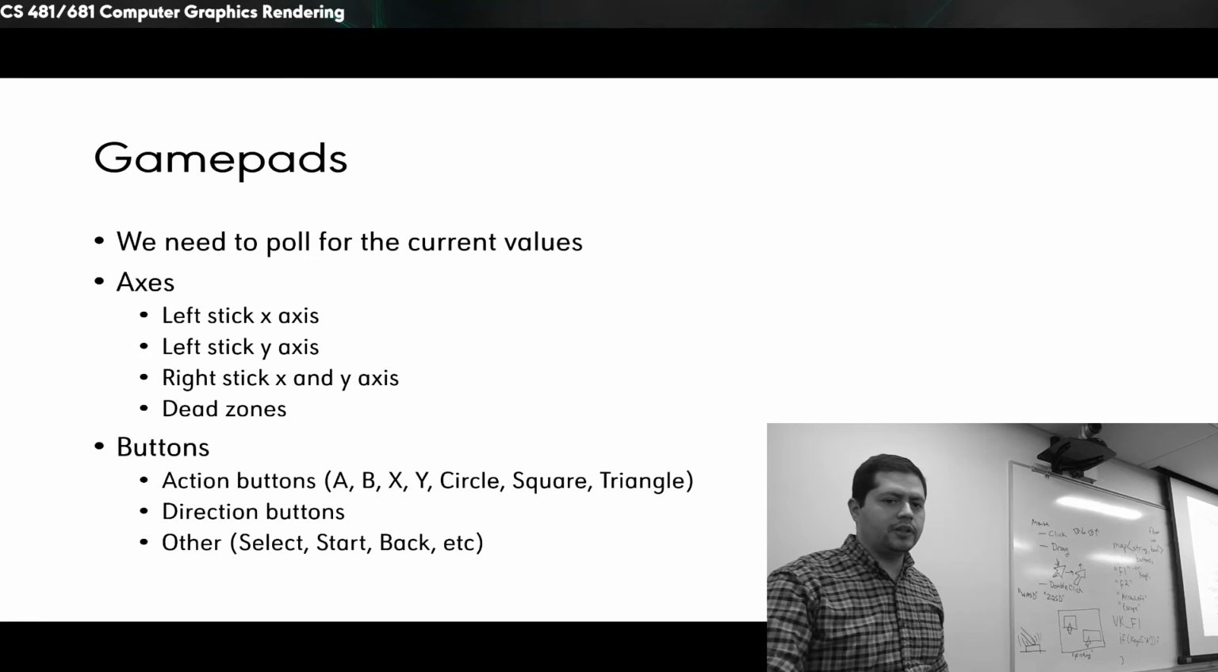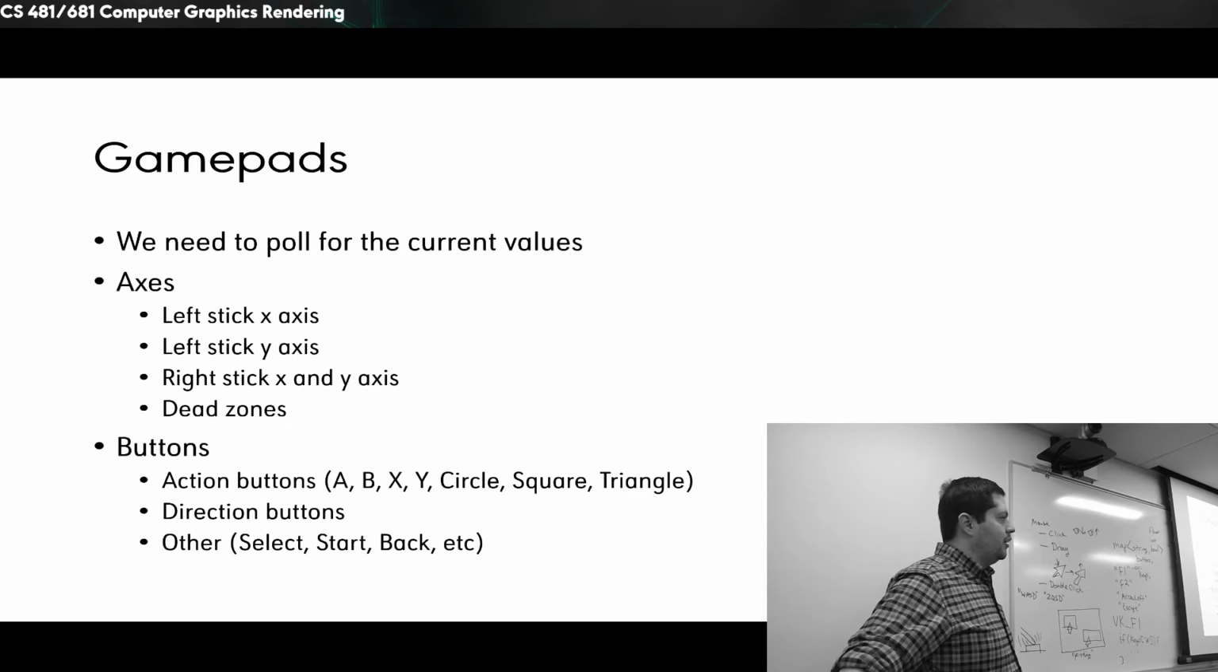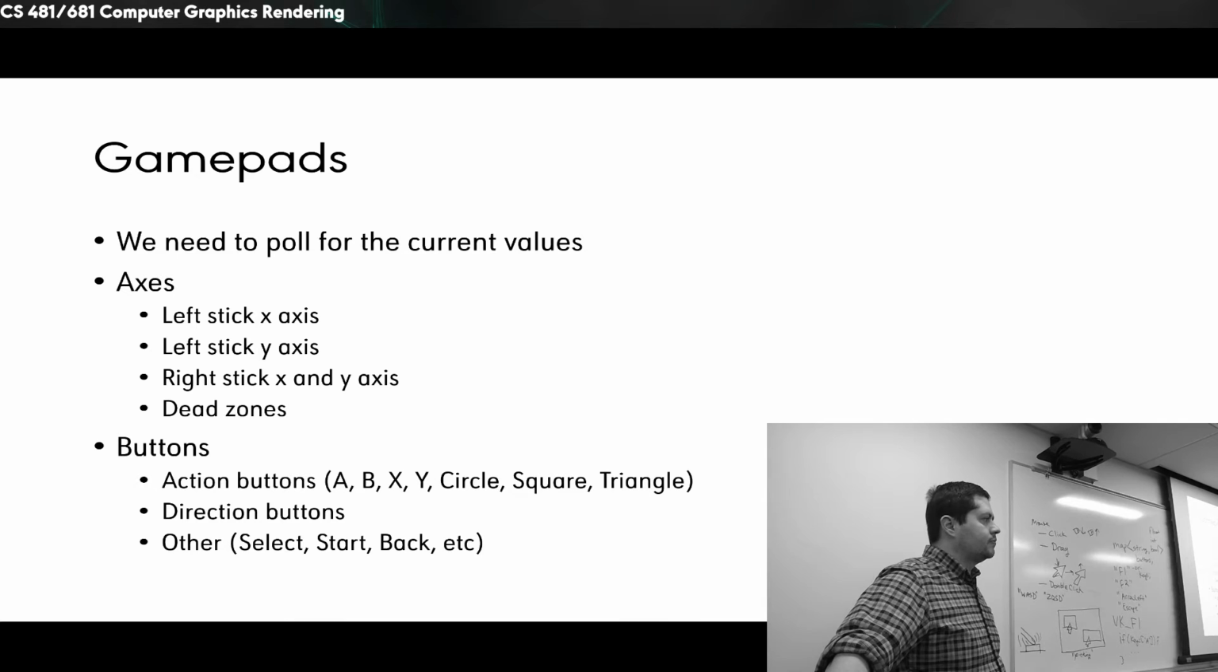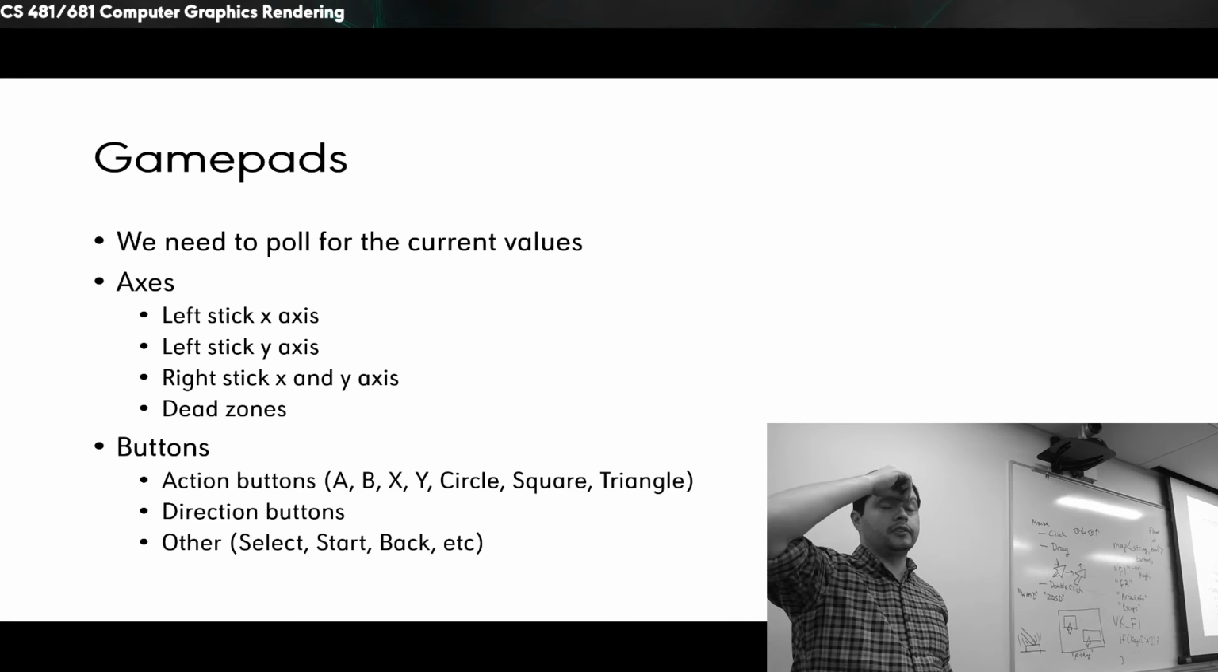Gamepads. Gamepads are different in that we don't get events for gamepads. There's no event that a gamepad button was pressed down, or released, or what the current value is, like we get for the mouse or the keyboard. The way the gamepad works is that you have to poll for the current values. What do we mean by polling? We have to check it every single time we want to know the current values. We have to go read them.